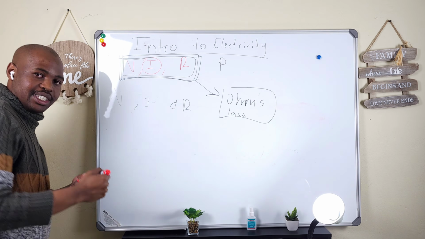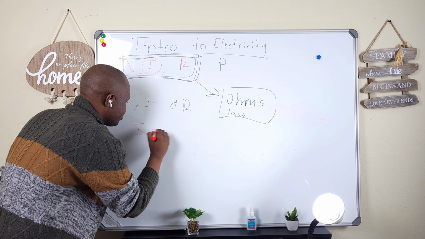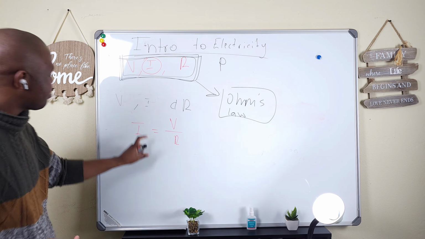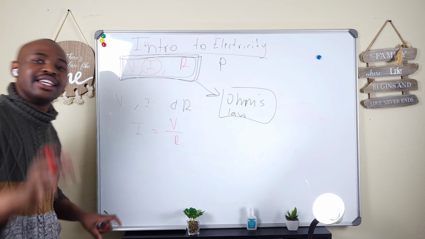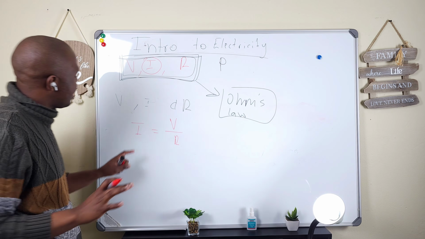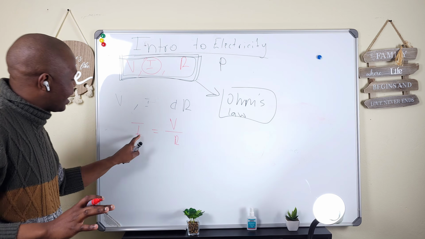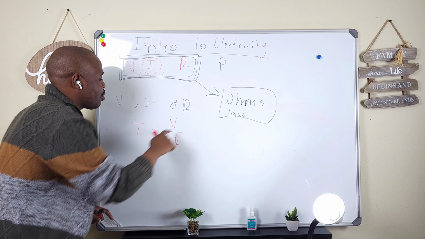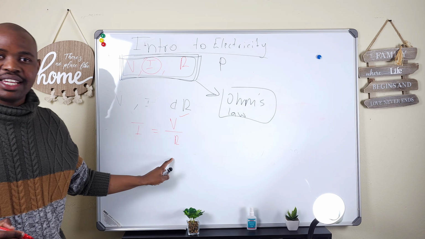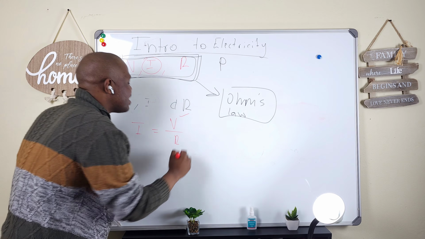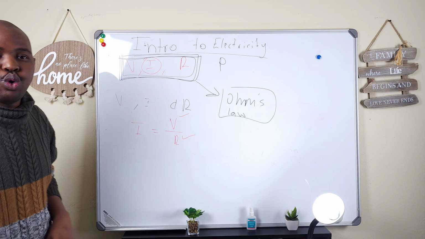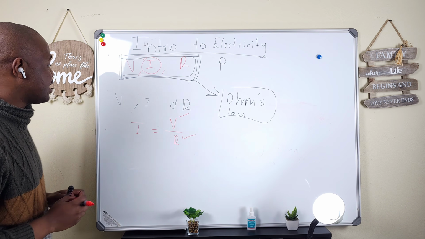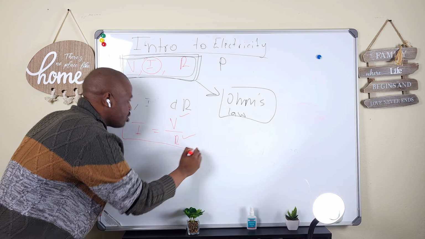Okay, Ohm's law: I is equal to V over R. According to Ohm's law, just by looking at this formula, this Ohm's law is very important. We can see that the current flowing in an electrical circuit is directly proportional to the voltage across the circuit, and it is inversely proportional to the resistance of the circuit. That is Ohm's law.